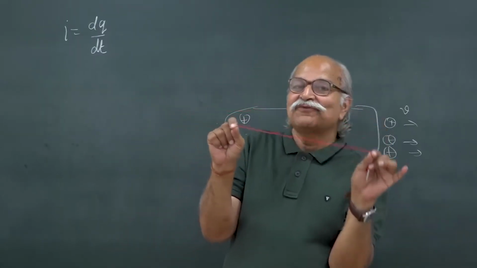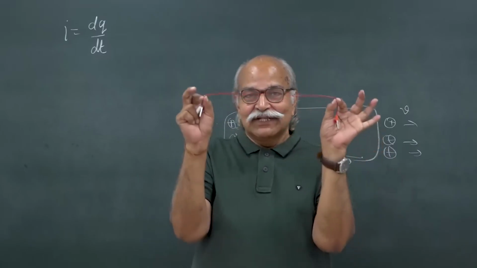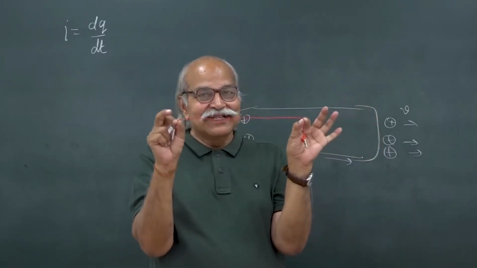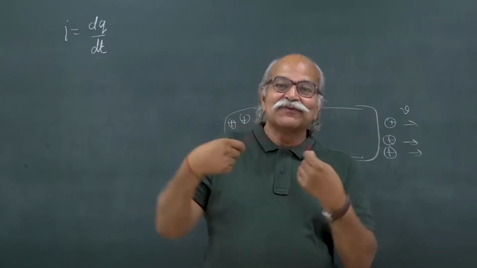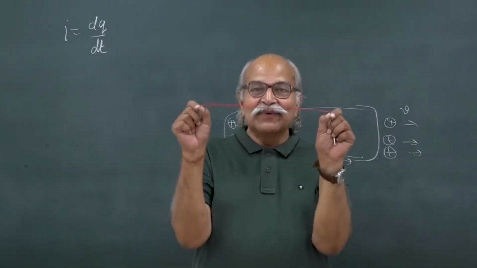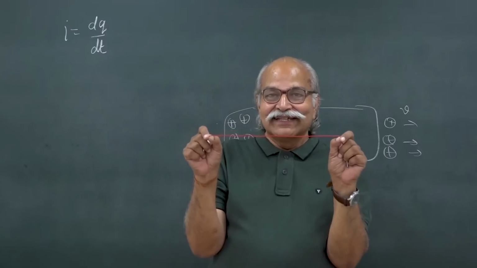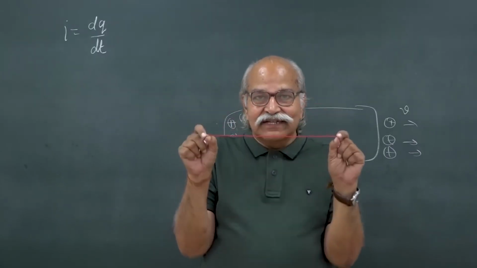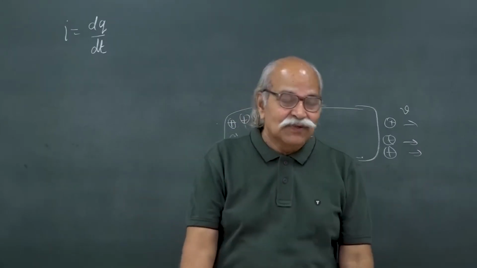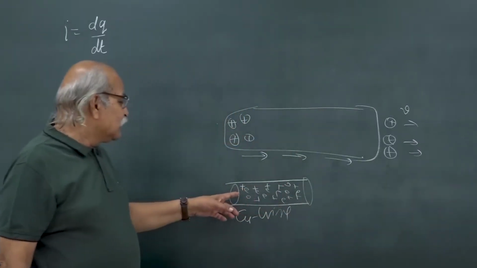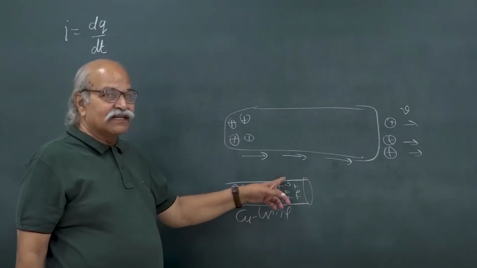Take the atomic weight of copper, the length, the area of cross section, the density, and find how many atoms there are. From each atom one electron is coming out, so how many conduction electrons are there? Those electrons are ready to move. So current is given by those free electrons.